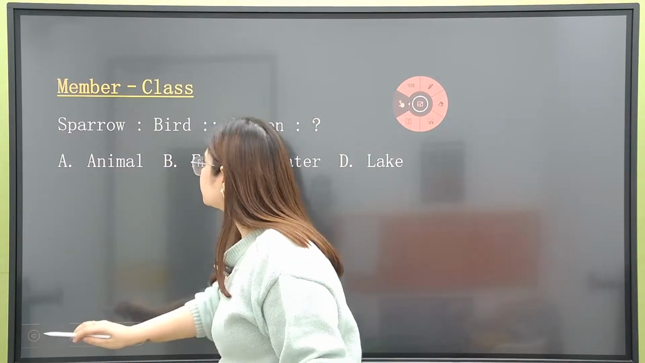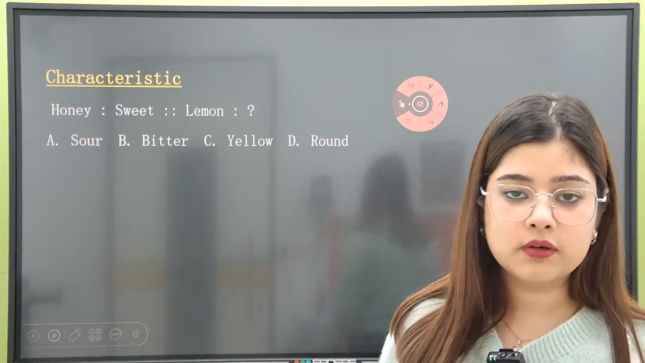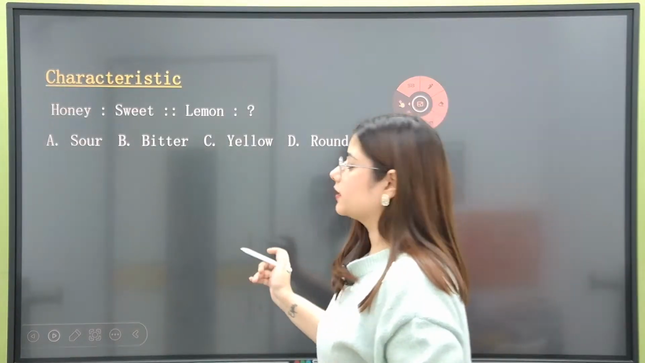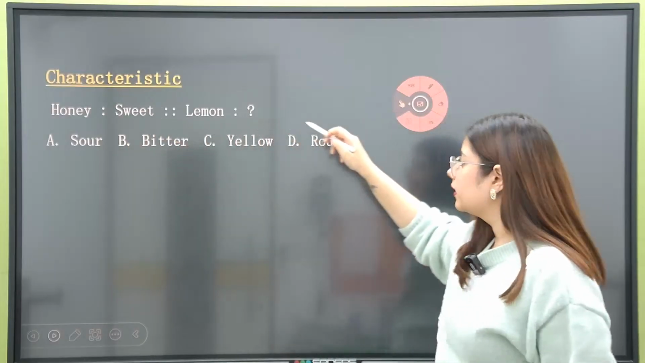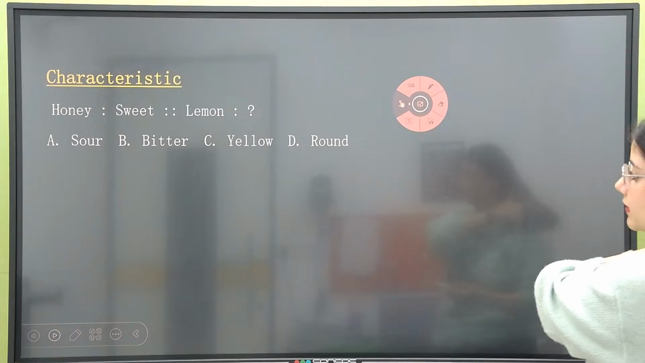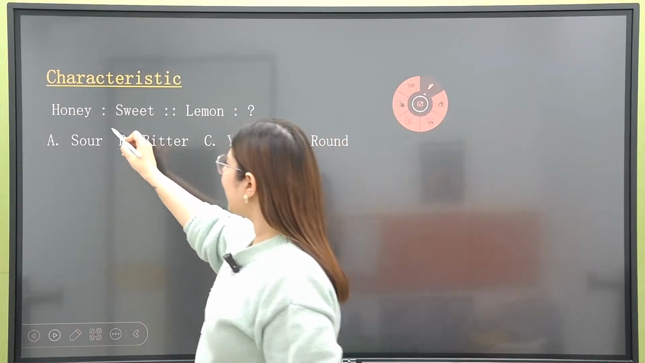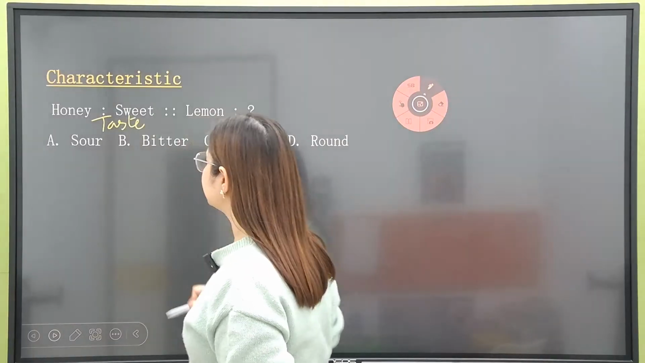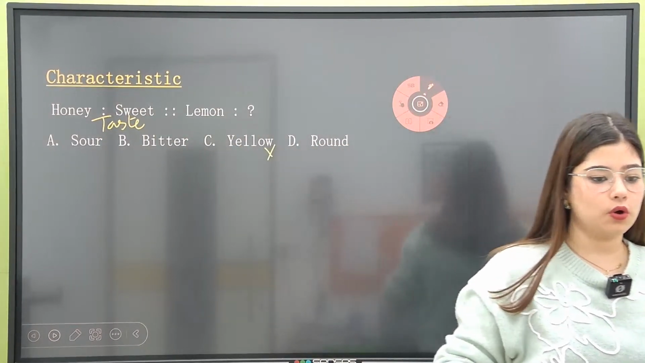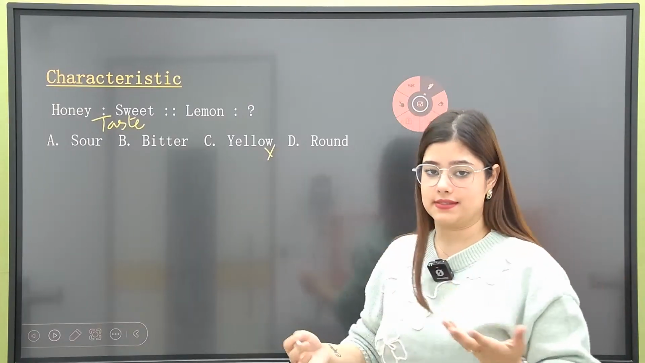Next type of relationship, characteristic. An object would be given and you have to identify its characteristic. So honey is to sweet. The characteristic of honey is that it is sweet in taste. So honey is to sweet. Here we are talking about which particular characteristic? We are talking about taste. We are not talking about its color, its shape, or how it looks. We're talking about how it tastes.